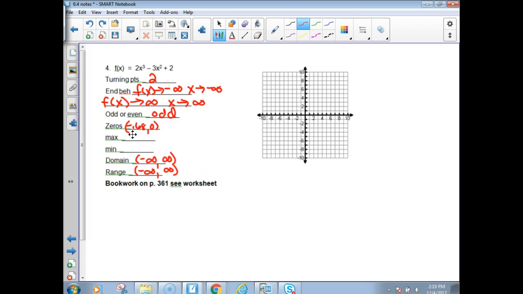Okay, the max is at 0.2, right? You may check it. Is it 0.2? Okay. And then the min's at 1.1. Okay, so we're good? Do you need me to go back over how to get those?